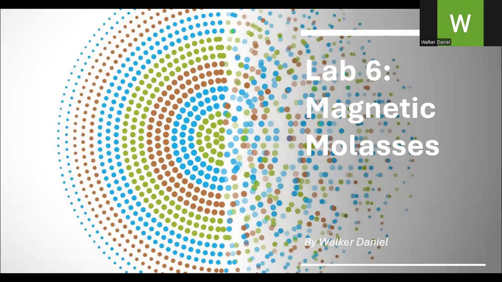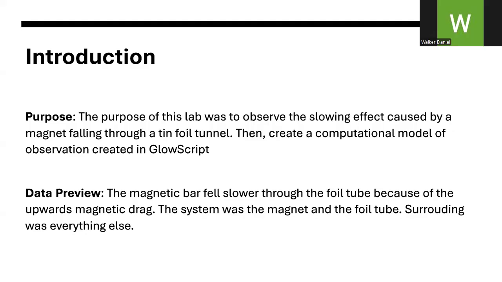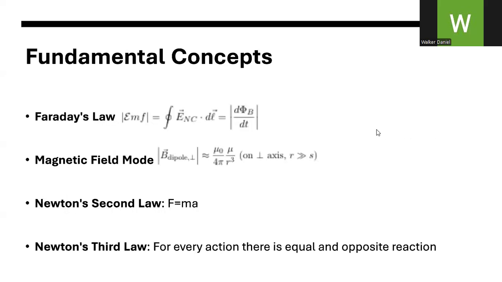Introduction. The purpose of this lab was to observe the slowing effects caused by a magnet falling through a tinfoil tunnel. Then we were supposed to create a computational model of the observation created in GlowScript. This is a little preview of the data and the results. The magnetic bar fell slower through the foil tube because of the upwards magnetic drag. The system was the magnet and the foil tube, and the surroundings was everything else.